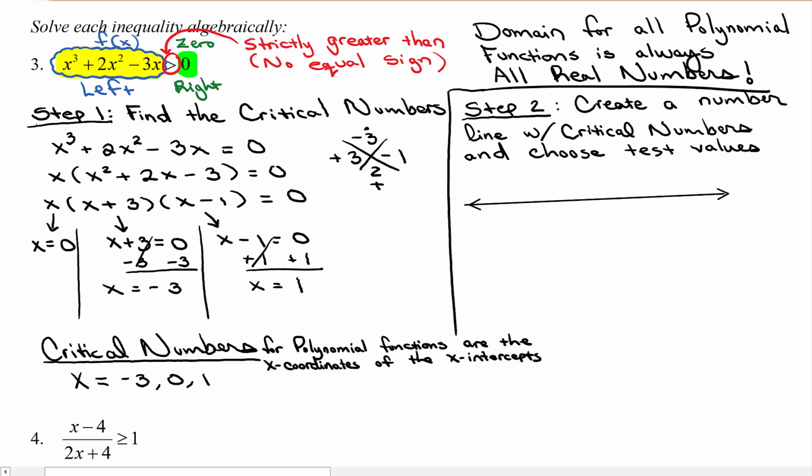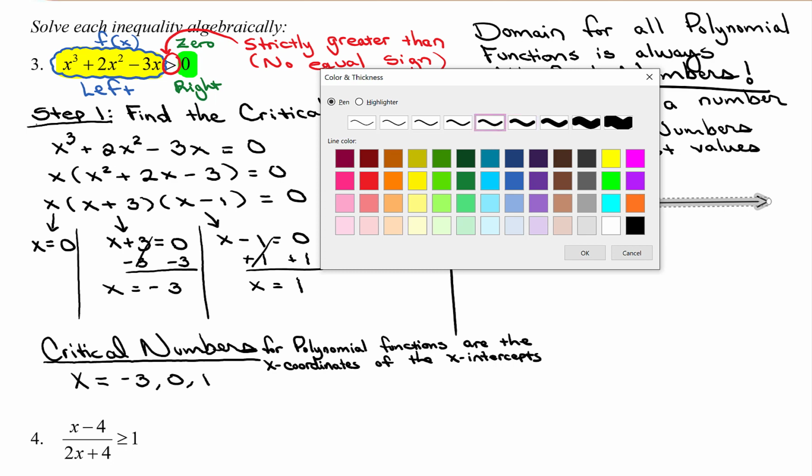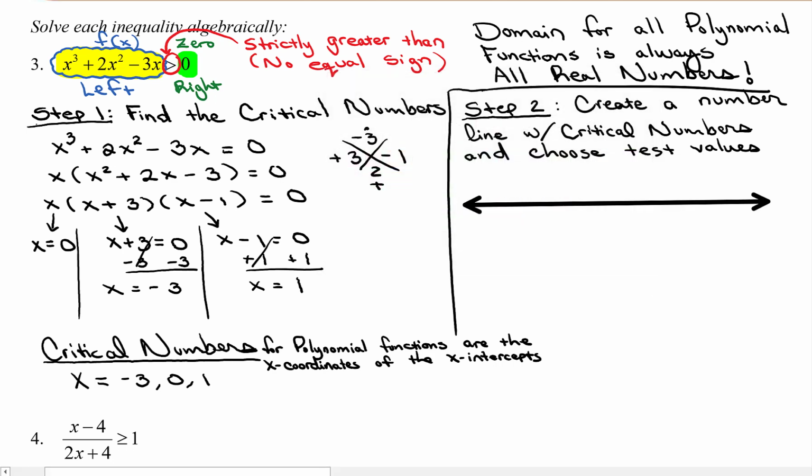All right, so let's go ahead and draw my number line. Here it is. Let's divide it up using our critical numbers. So the first critical number is going to be at x equal to negative 3. So let's go ahead and divide this. Let's call that negative 3. Let's call this 0, and let's call this 1. I'm going to draw little dashed lines to divide these intervals up.